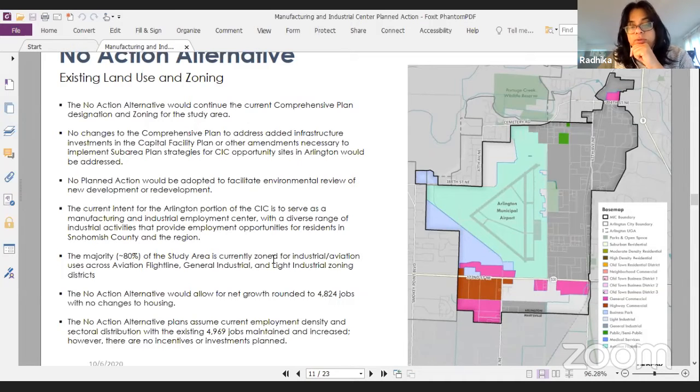And one of the things that's important to note about the no action alternative is that it assumes no change to housing within the center. There is a small amount of housing currently, and that would continue. And no uses such as workforce development or educational or other uses are anticipated as part of the no action alternative.